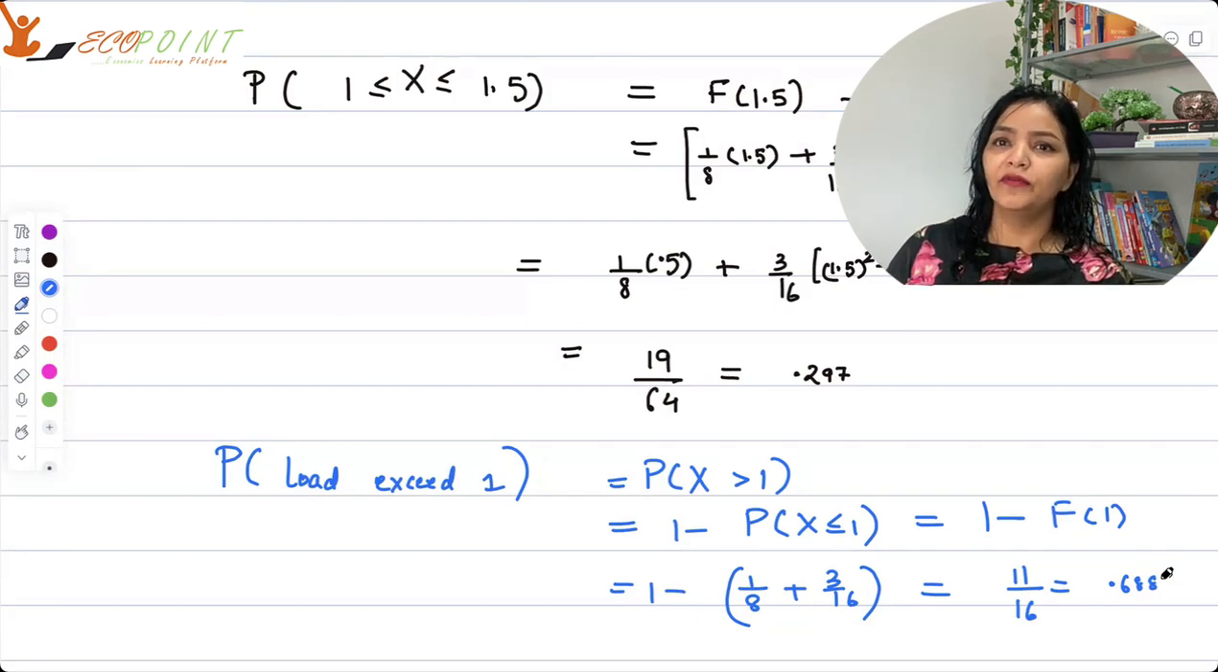I hope this is very much clear to you guys, the concept of CDF now.